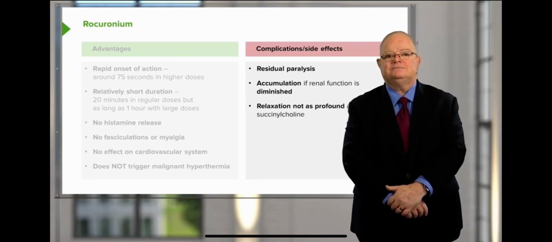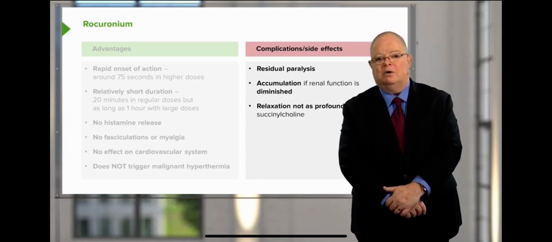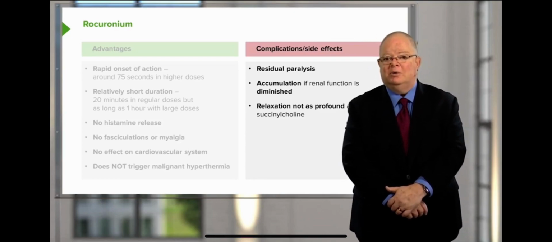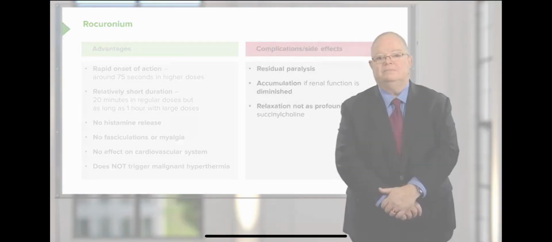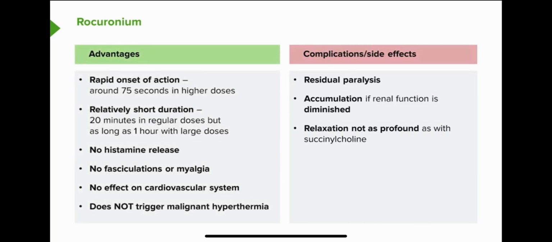The other problem with rocuronium is that it requires normal or near normal renal function for it to be excreted. And in patients with abnormal renal function, it tends to accumulate, and then it's very difficult to reverse. The relaxation we get with rocuronium is not quite as profound as with succinylcholine, so that if you're in a hurry or if you need really profound relaxation, most anesthesiologists favor succinylcholine. It does not, however, trigger malignant hyperthermia.